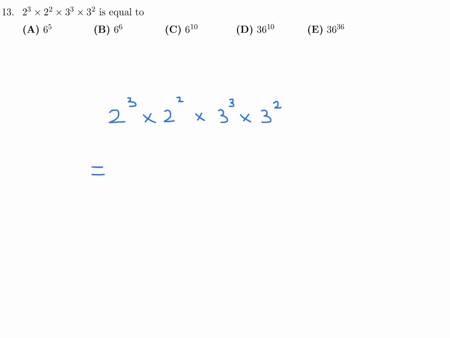And if I combine those, I get 2 times 3 all to the power of 3, like that. And very similarly, I can combine these two because they have the same exponents. So again, 2 times 3 all to the power of 2, like that. So this becomes 6 to the power of 3, and this becomes 6 to the power of 2. And then, of course, I can add those exponents, and that becomes 6 to the power of 5. So number 13, the answer is A.